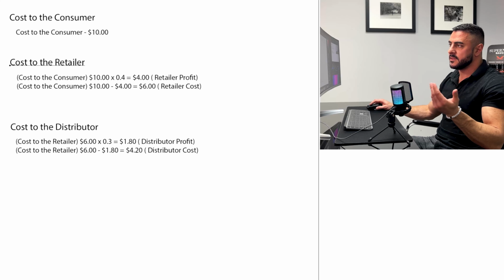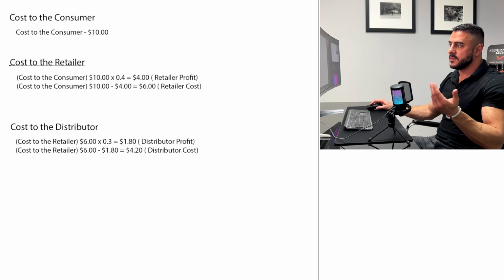So again, from the top, the product costs $10 to the end consumer. We're selling it to the retailer for $6 and they're making a $4 profit. The distributor is selling that product to the retailer for $6. Okay, hold on. So let's start this from the bottom and work our way up. Let's see how these numbers start to play out as we get higher and higher in the supply chain.